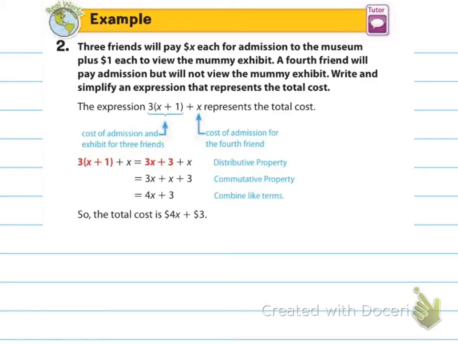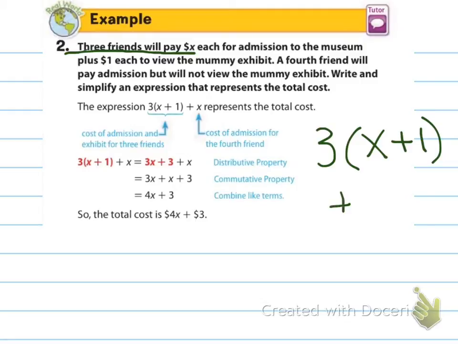All right, so it's X dollars to get in to the museum. We've got 3 friends, 3 people are going to pay X plus $1. They're going to pay X dollars to get in the museum plus $1 more for the mummy exhibit. And then we also have one more friend that's coming, but they're only going to the museum. They're not going to the mummy exhibit. So that's just plus X, not plus X plus 1, just plus X.